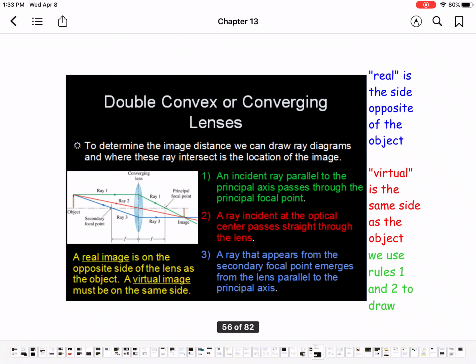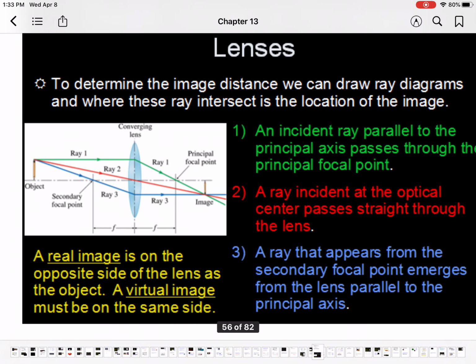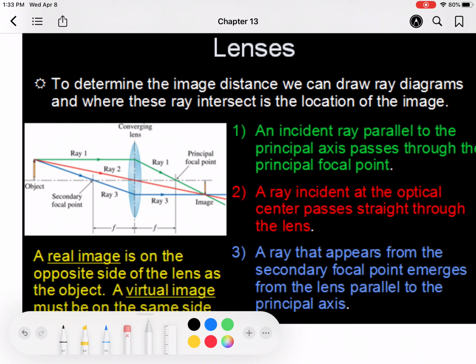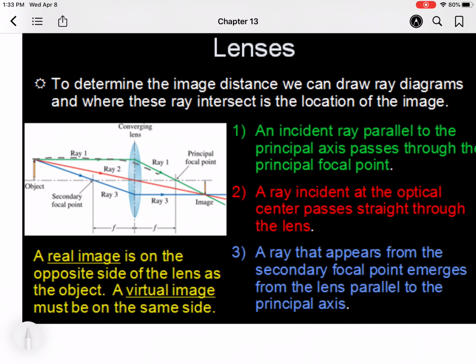Now we're going to talk about a double convex. And we're not going to deal with single convex or single concave as far as questions go. All right, so first thing we have is the same idea. We send in, zoom in here. If we send a ray in parallel, it's going to go through the focal point.